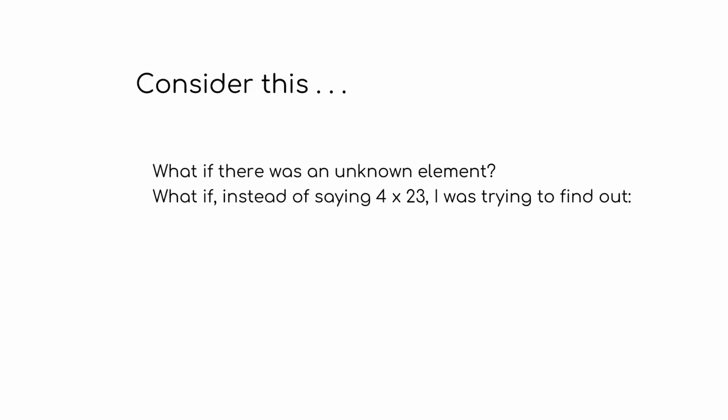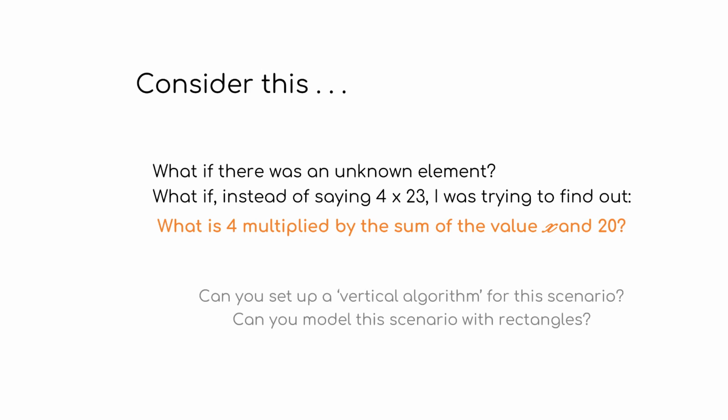Now, let's consider this. What if there was an unknown element? What if, instead of saying 4 times 23, I was trying to figure out what is 4 multiplied by the sum of the value x and 20? Can you set up a vertical algorithm for this scenario? Can you model this scenario with rectangles? So let's try that. 4 multiplied by the sum of the value of x and 20.